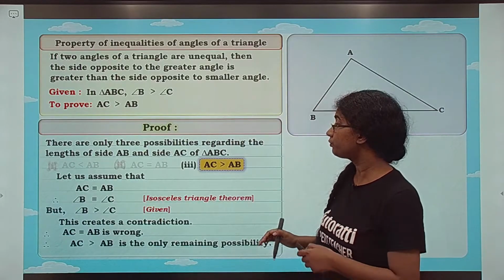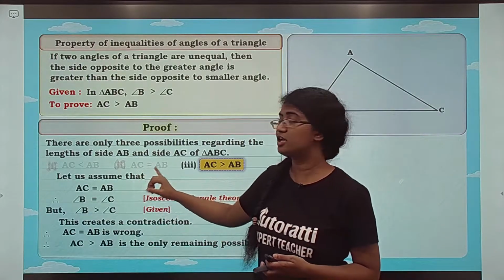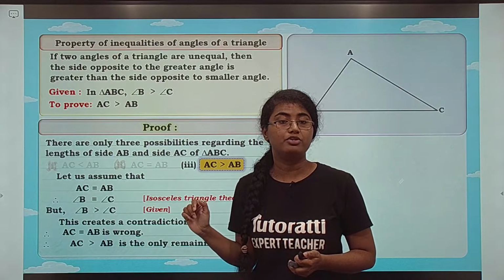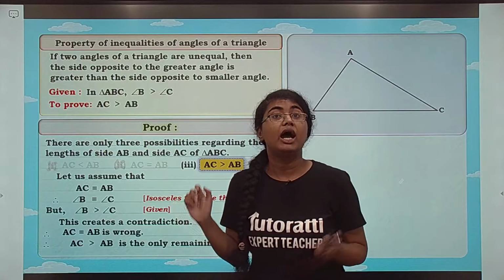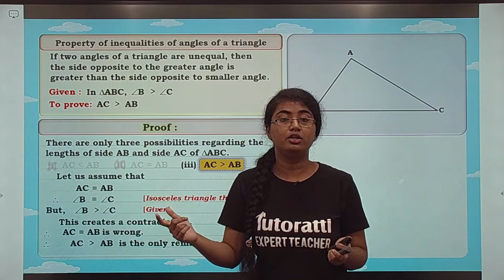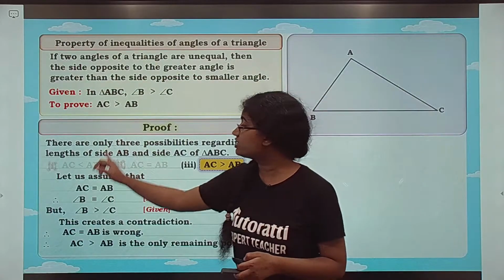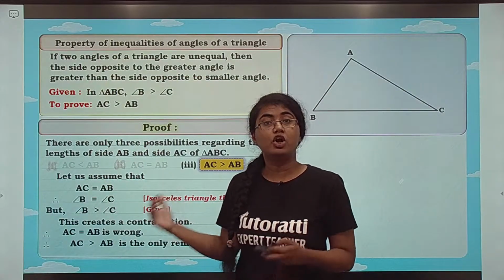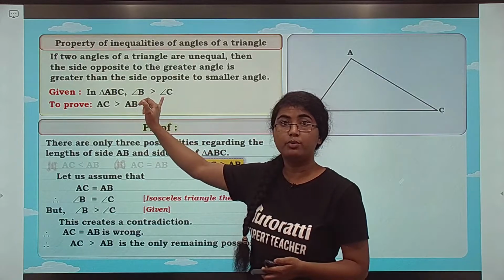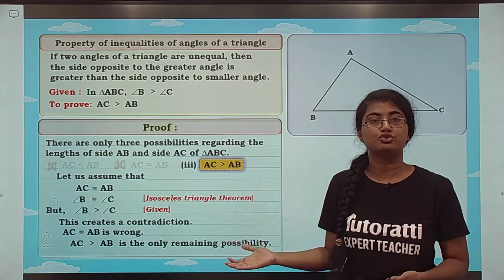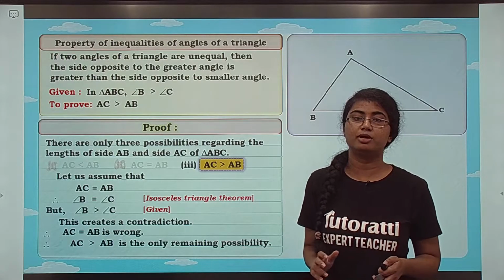Next one. If we say that AC is equal to AB, then what happens? Angles will be equal, isosceles triangle, right? In an isosceles triangle the angles will be equal. So even this is a contradiction because the angles are not equal. That means the third remaining possibility is true. Okay? Did you all understand this much?